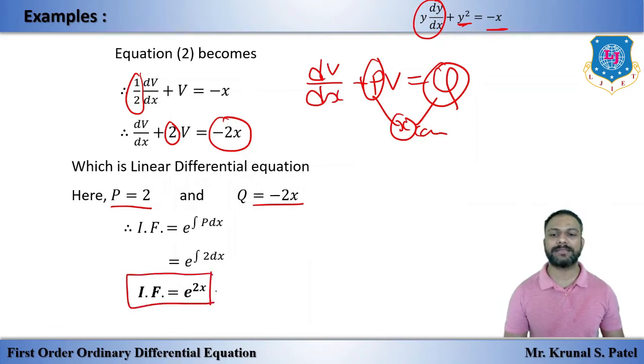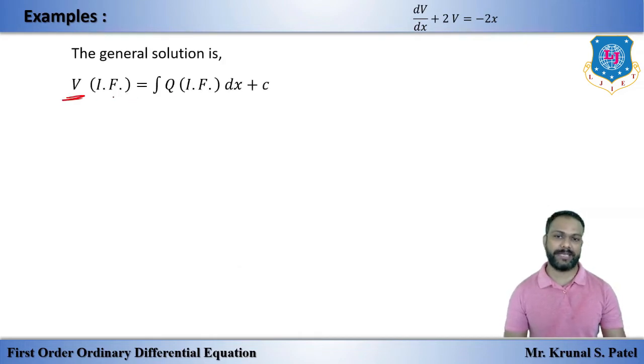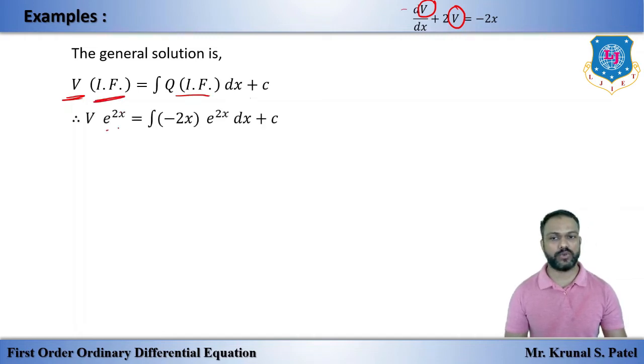Now by using this IF, we have the solution. And what is the solution? The solution is given by v into IF. Why v? Because we have this variable v, not y. So v into IF is equal to integration q into IF dx plus c. What is IF? e raised to 2x. So e raised to 2x, and what is q? q is minus 2x.